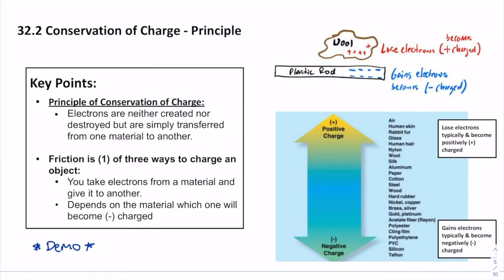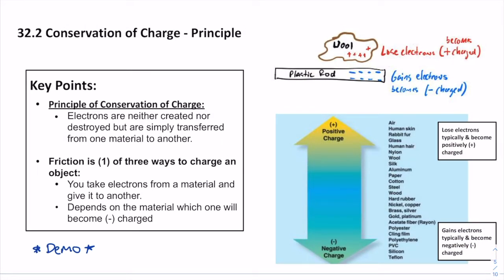Okay, so we have a principle underlying this, which is the principle of conservation of charge. If moving electrons around is how we get a net positive or a net negative charge, net negative, too many electrons, net positive, too few. Well, electrons can't be created nor destroyed, but are simply transferred from one material to the next. Okay, friction is one of the ways that we do this.